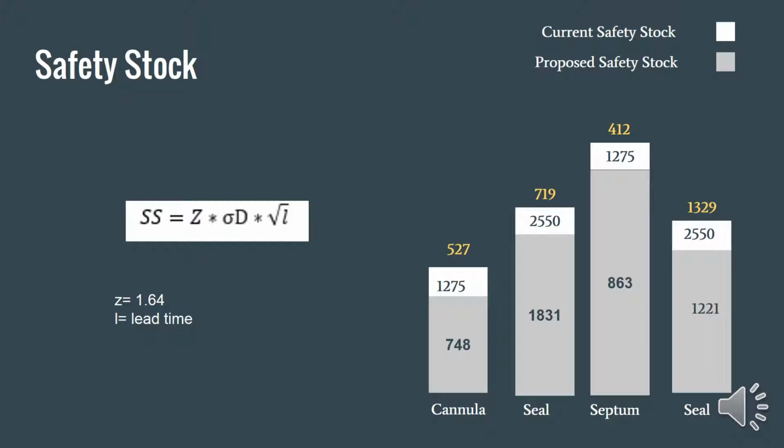We calculated a new safety stock to include in the MRP. We used this equation, safety stock equals Z times sigma times D times square root of L, which is lead time. After calculating it, you can see that we reduced the safety stock and increased the service level to 95%.